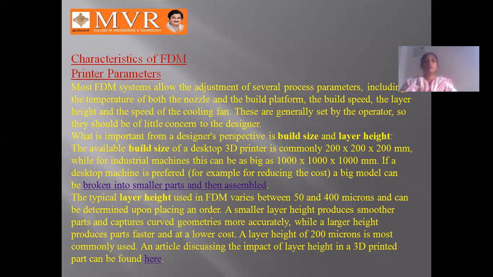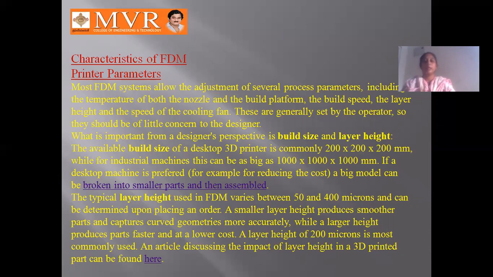What is important from a design perspective is build size and layer height. The available build size of a desktop 3D printer is commonly 200 by 200 by 200 mm, while for industrial machines, this can be as big as 1000 by 1000 by 1000 mm. If a desktop machine is preferred, a big model can be broken into smaller parts and then assembled.